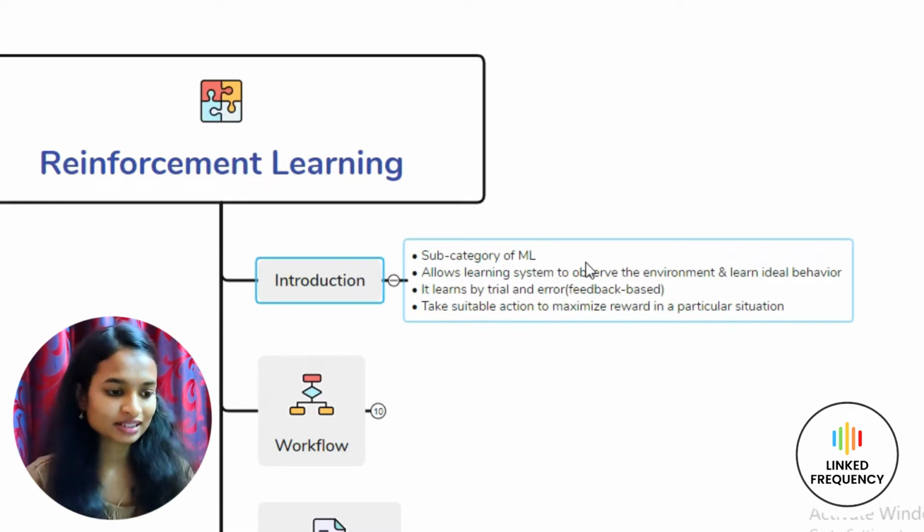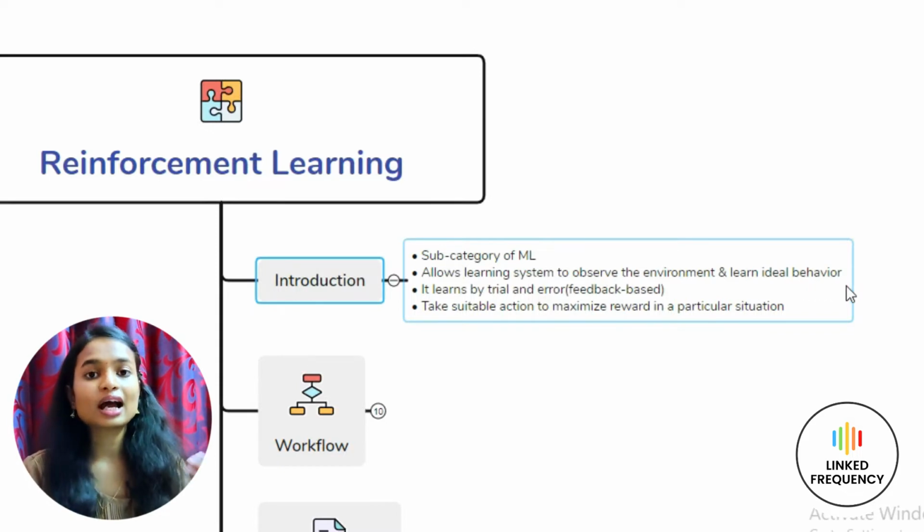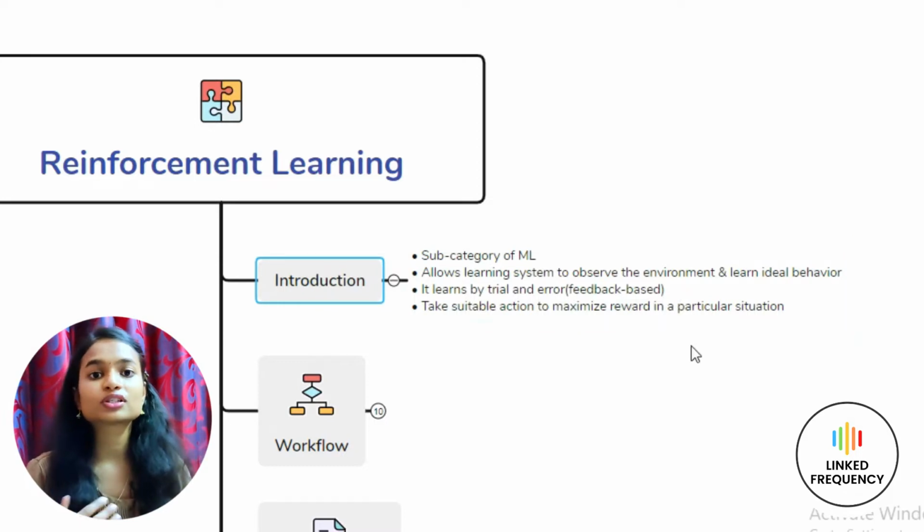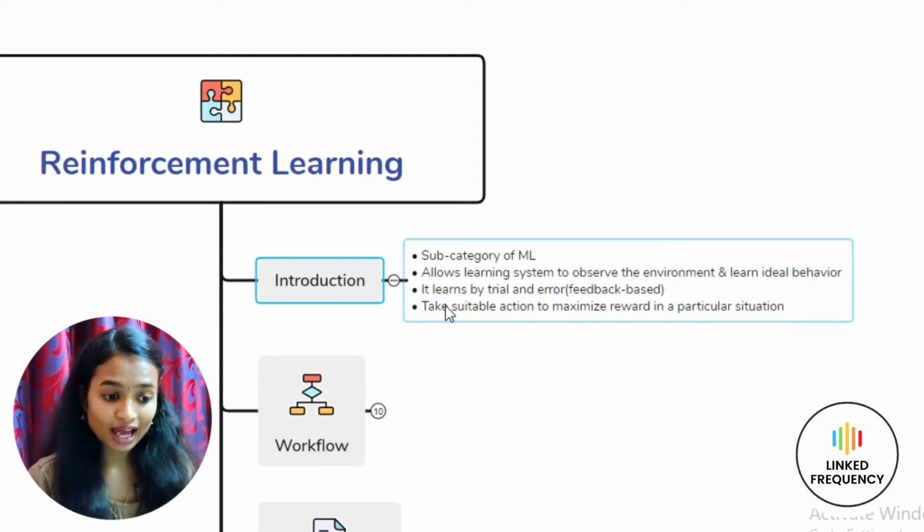The same thing has been indicated here. It allows the learning system to observe the environment and learn ideal behavior. Based on its observations and actions taken, the machine or the agent is going to learn. It learns by trial and error, that is, a feedback-based system. The action taken by the agent receives a reward, indicated as either positive or negative. This feedback system will help the agent understand the system much better and take suitable action to maximize reward in a particular situation.